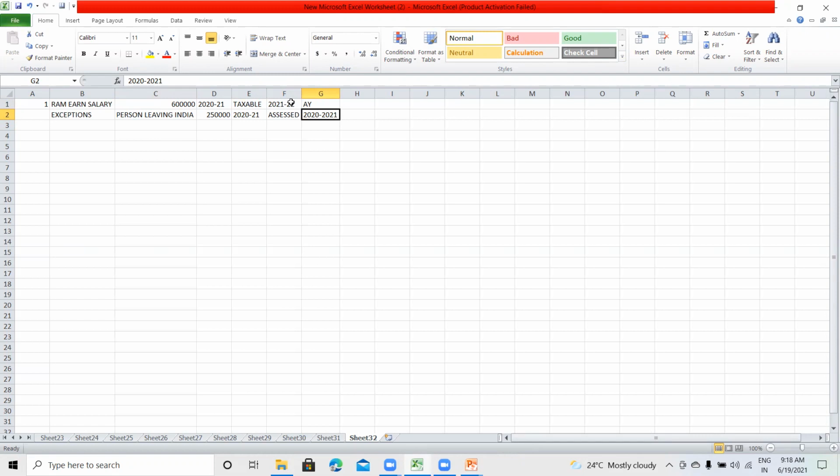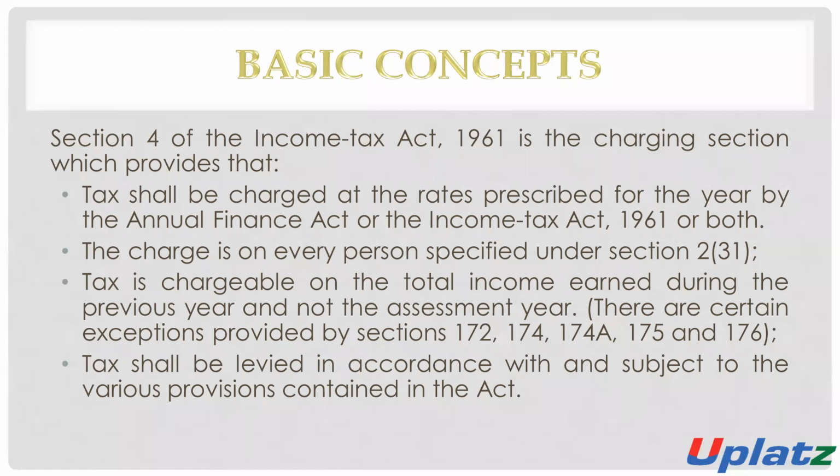There are some exceptions to the normal provision: in the case of discontinued operation, in the case of shipping business of a non-resident, and in the case of a person transferring any assets to avoid taxation. These are the exceptions where the income will be taxable in the same year.